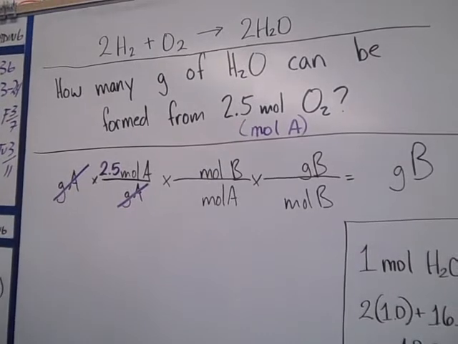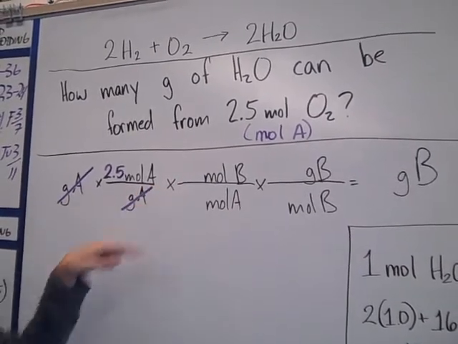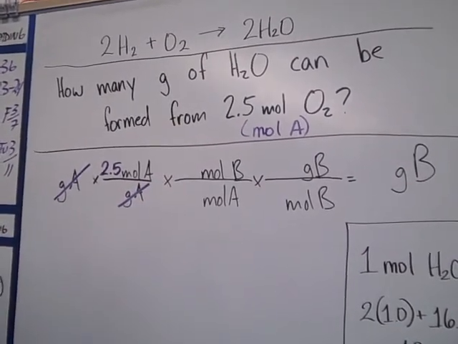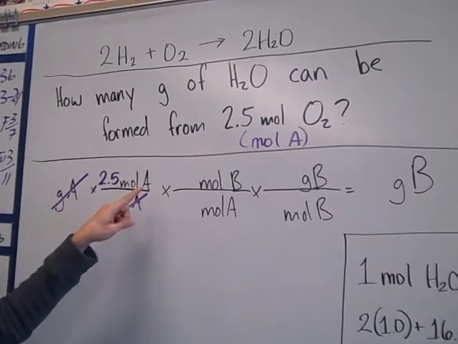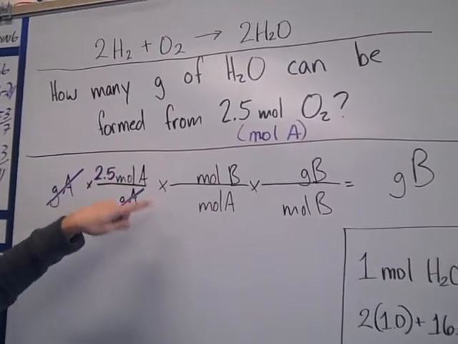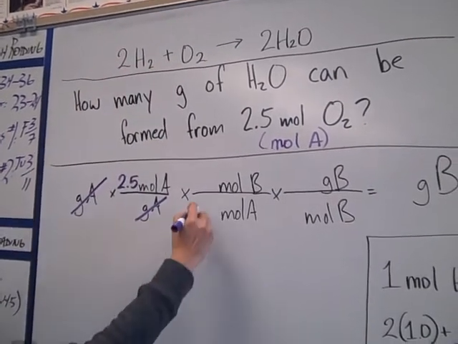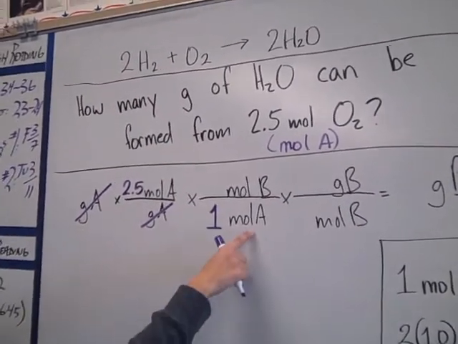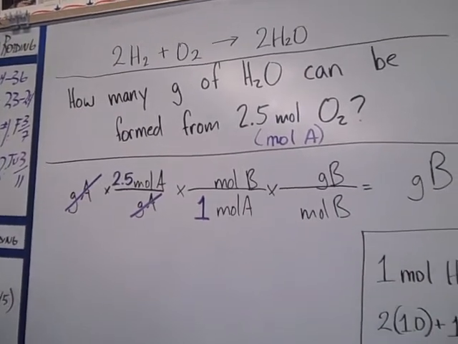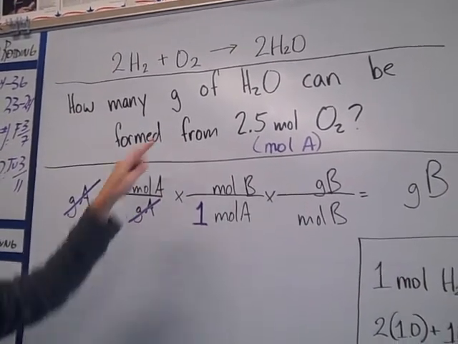Next, I'm going to apply the molar ratio based on the coefficients provided up above in my balanced equation. So moles of A, since that's oxygen, I'm going to find the coefficient in front of oxygen, and since it's blank in front, that means it represents a 1. And I'm going to put that down here, because moles of A represents oxygen, and moles of B is going to be the water.